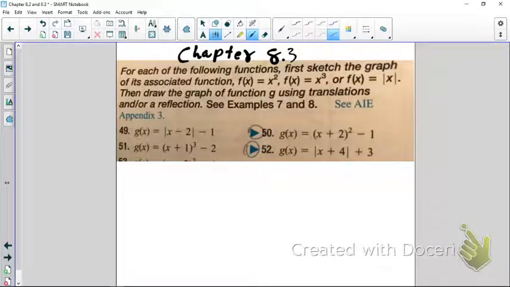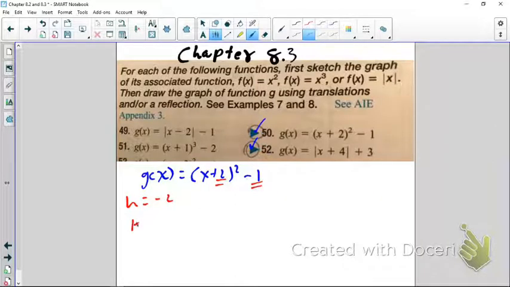So now let me go ahead and look at problem number 50 and problem number 52. I'm going to do these two for you so that you can see how they're done. We're going to take g of x. So here's g of x, and it's equal to (x plus 2) squared minus 1. So now I'm starting to notice certain things are popping out. The h is popping out and the k. H is going to be the opposite, which will be -2. My k, which is the vertical shift, is going to be -1.